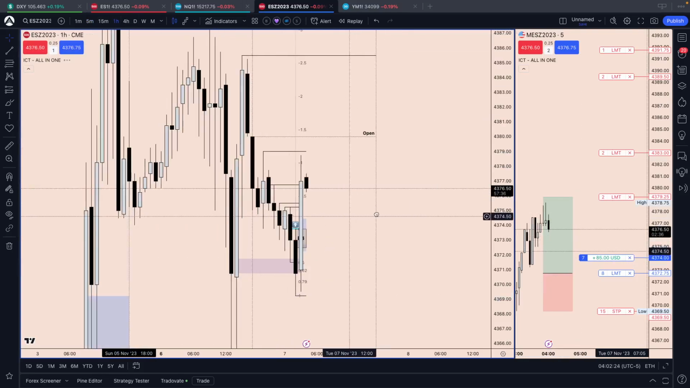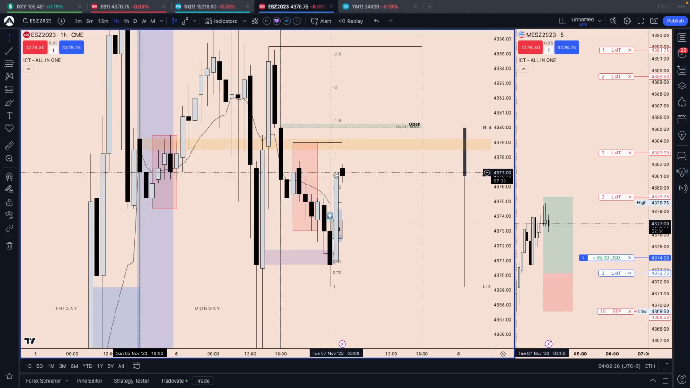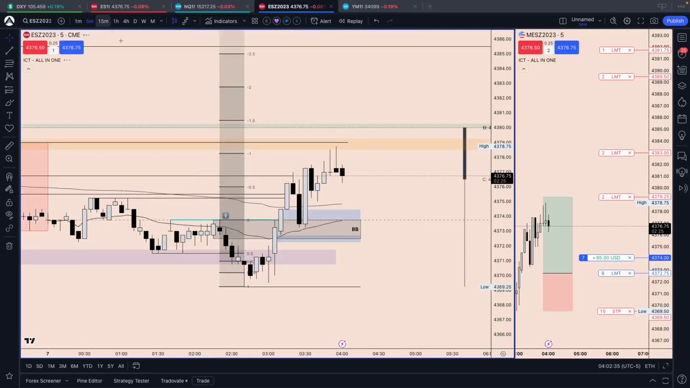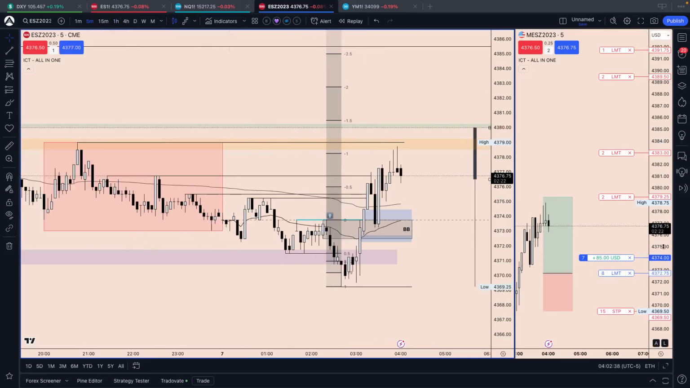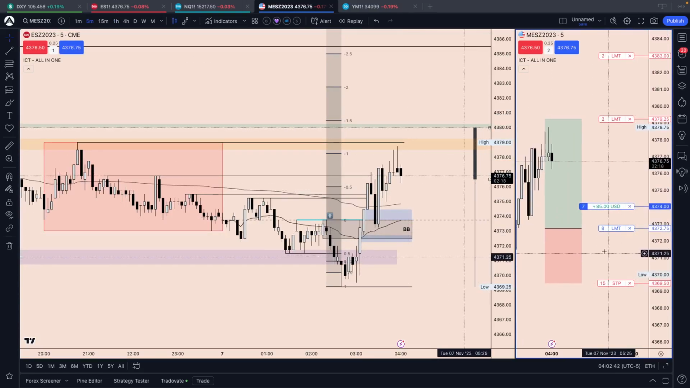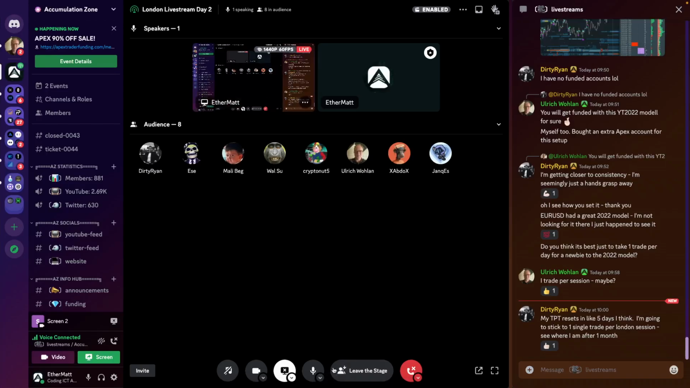Let's look how the hourly candle closed. Closed right here, open with a bullish volume imbalance, expecting a retracement, is healthy. So no reason to stress out or worry or anything, that's just unnecessary. It's just one trade on day two. Yeah, sounds like a good plan, right?